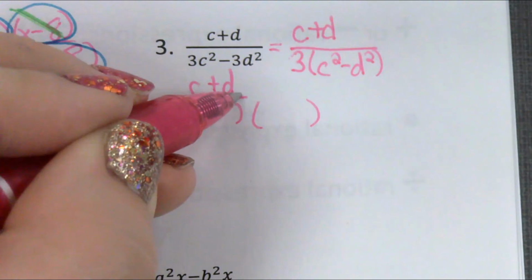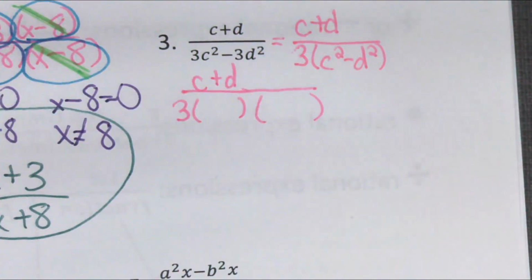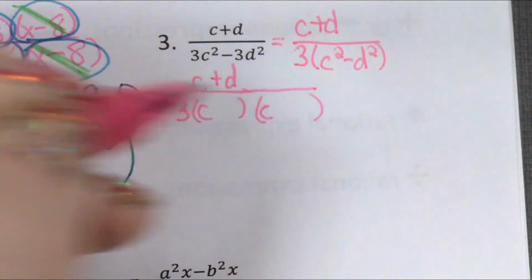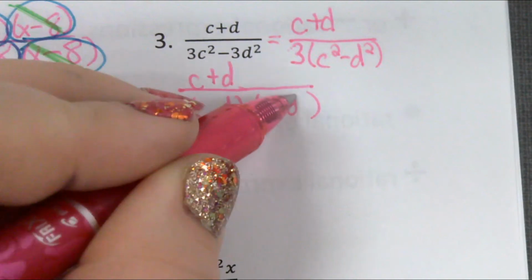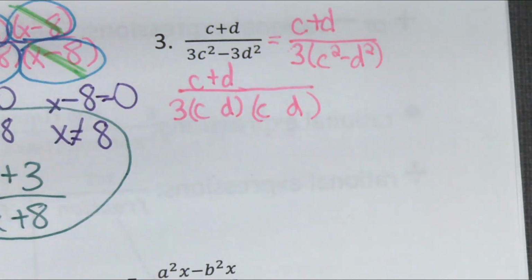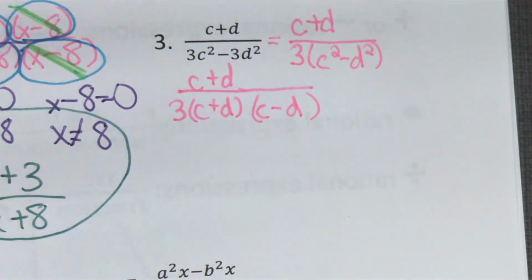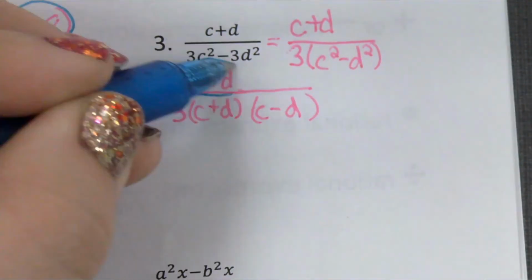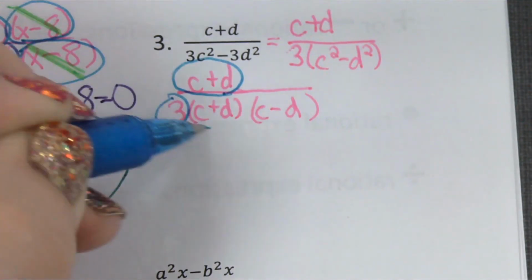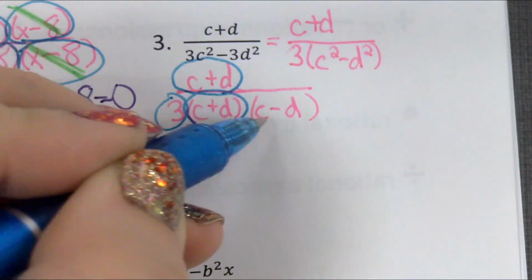We'll need to go ahead and extend our fraction bar out. Square root of the first term will go into our first box. Square root of the last term will go into the last box. And we'll have 1 plus and 1 minus. Circle each of our factors. C plus D on top, 3 and C plus D, and then C minus D.